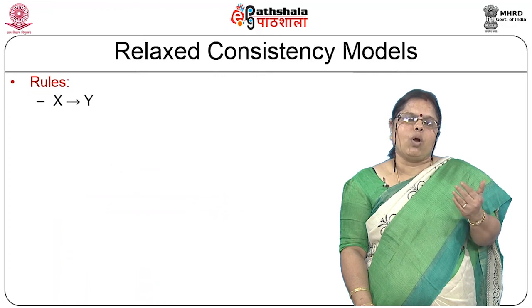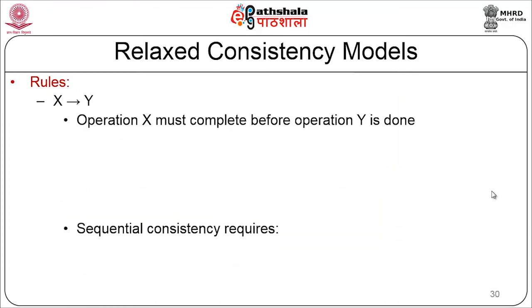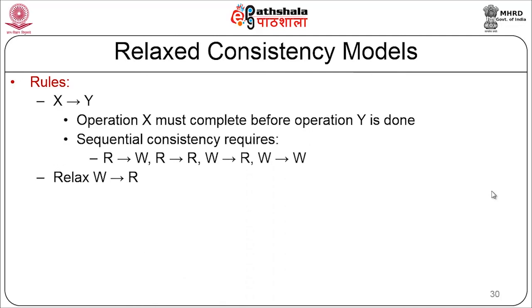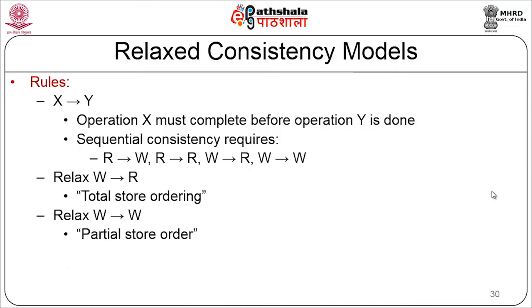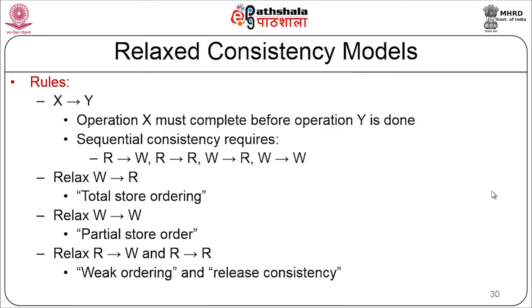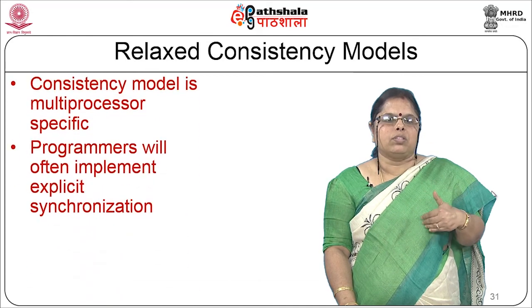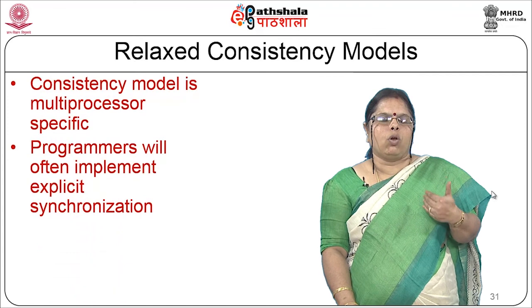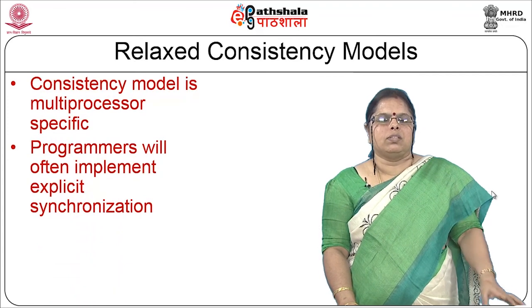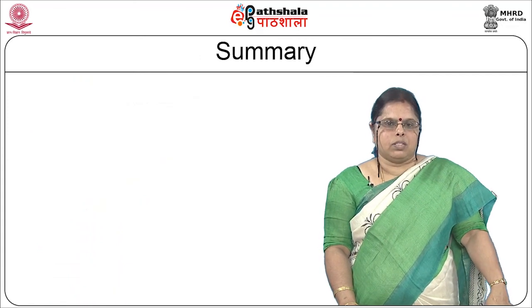Based on what we do here, you have different consistency models, relaxing the consistency between read and write, write and read, and write and write. Depending on what gets relaxed, you have different names like total store ordering, partial store ordering, weak ordering, and release consistency. The consistency model is multiprocessor specific, and programmers will often implement explicit synchronization in order to be specific.